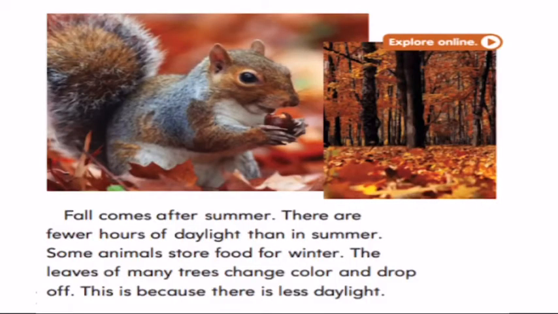What happens during fall? Fall comes after summer. There are fewer hours of daylight than in summer. Some animals store food for winter. The leaves of many trees change color and drop off. This is because there is less daylight.